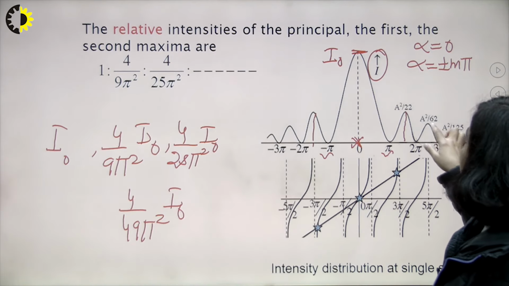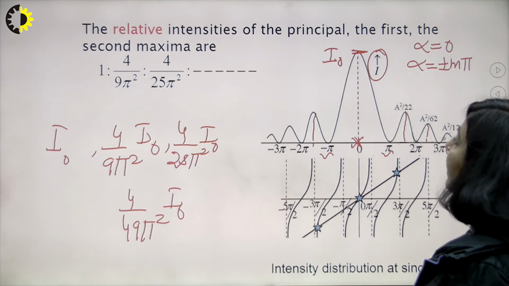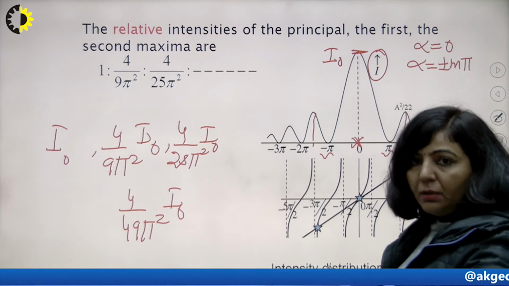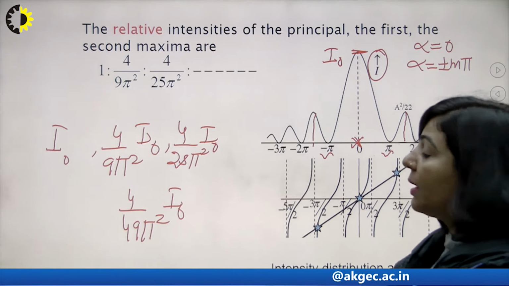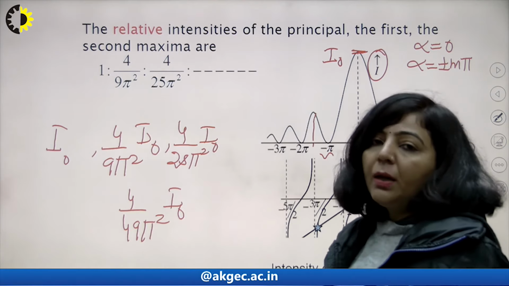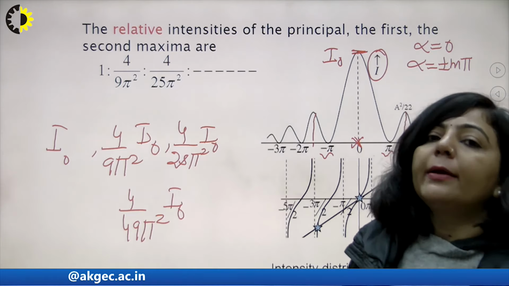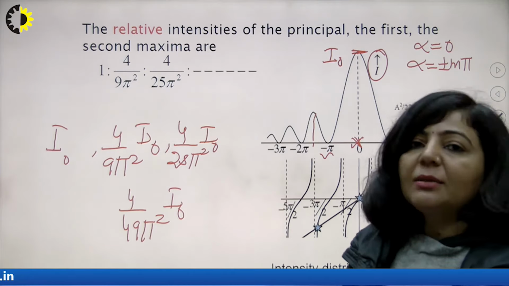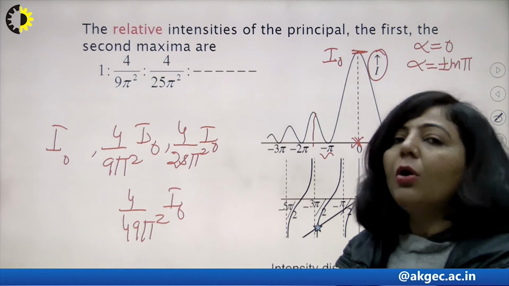Then the second secondary maxima is obtained at 5 pi by 2, next at 7 pi by 2, next at 9 pi by 2, and so on. It means the intensity of these maxima goes on decreasing as the number of maxima increases. The principal maxima has maximum intensity, and when you move towards the first secondary maxima, then the second secondary maxima, the intensity goes on decreasing. So you get the principal maxima, then minima, then secondary maxima, then minima, secondary maxima, then minima, but the intensity of these maxima goes on decreasing.